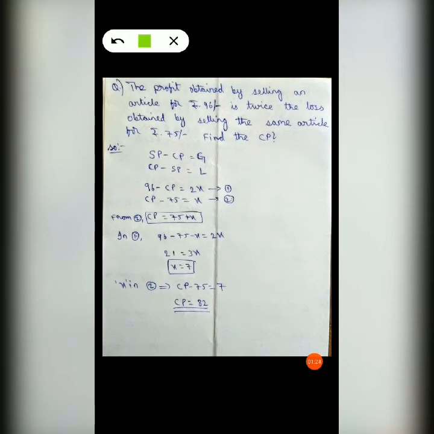Now substitute this CP value, that is 75 plus x, in equation 1. What we get? 96 minus of 75 plus x, that equal to 2x. 96 minus 75 is 21, and 2x plus x equal to 3x. So x equal to 7. Put this x value in any of the equations. For easy purpose, we will substitute in equation 2. CP minus 75 equal to 7. Cost price is 82. Like that we have to solve. Let's move to the final one.